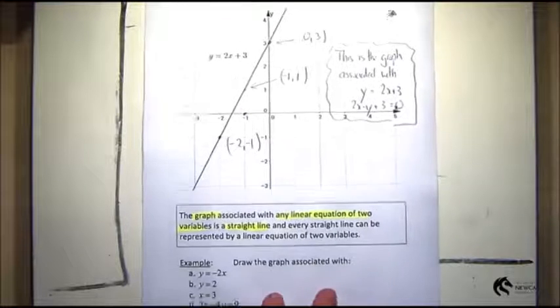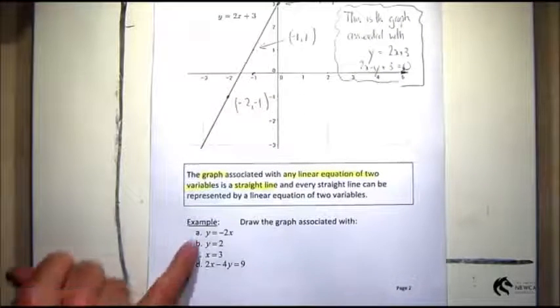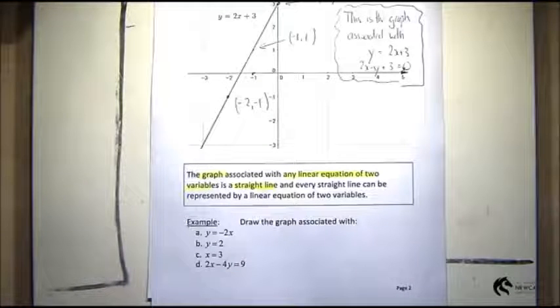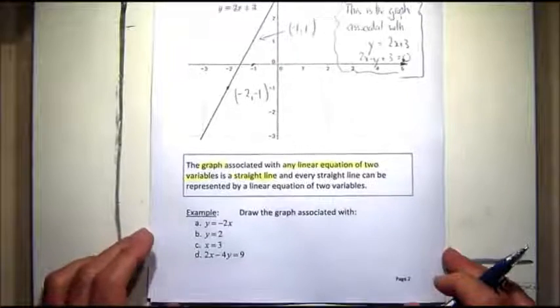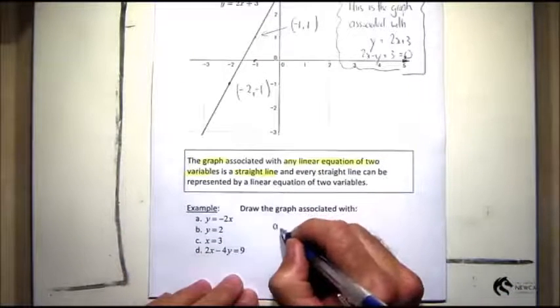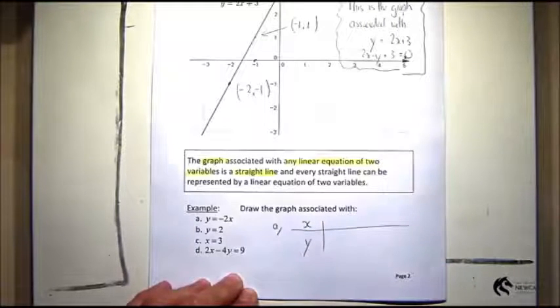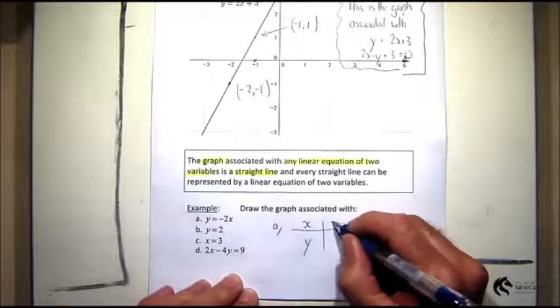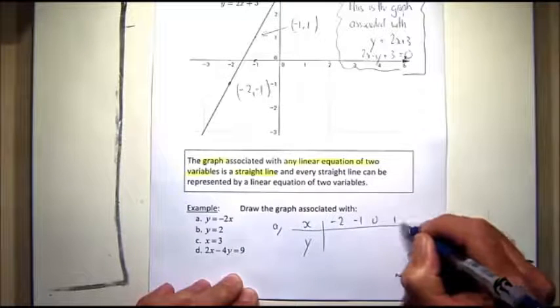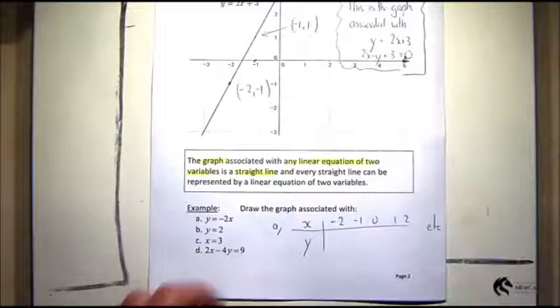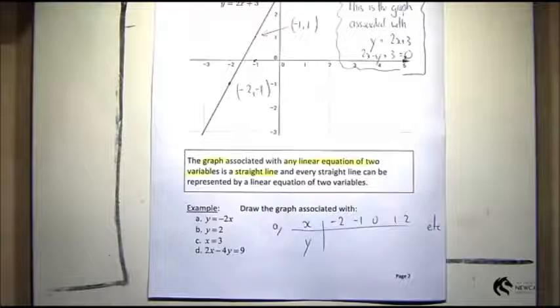So, here are some equations in two variables. Let's draw the graph associated with each of these equations. So for the moment, all I'm expecting us to do is to choose some values for x and work out some associated values for y. And because I'm not very smart, I'll just choose some simple values for x to get me going. So minus 2 through to 2 will do me for the moment.